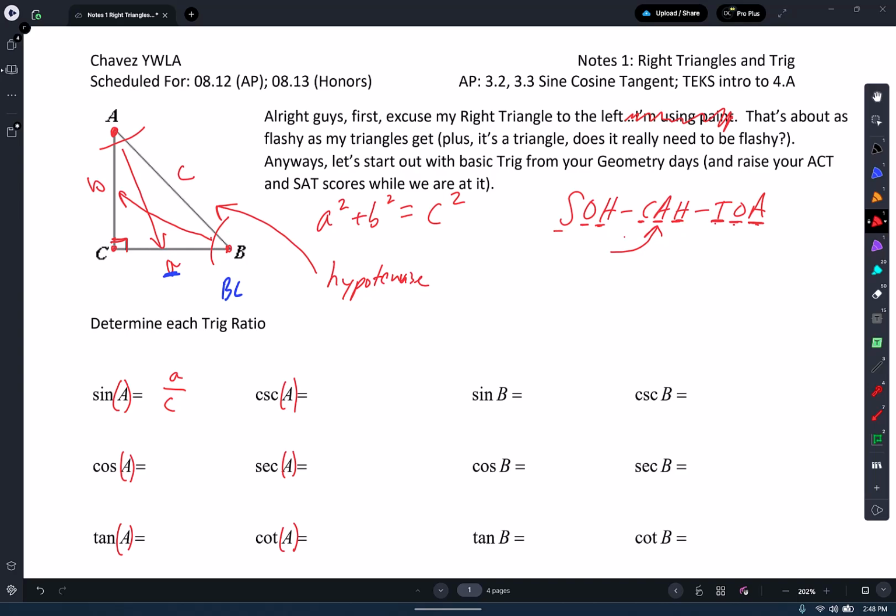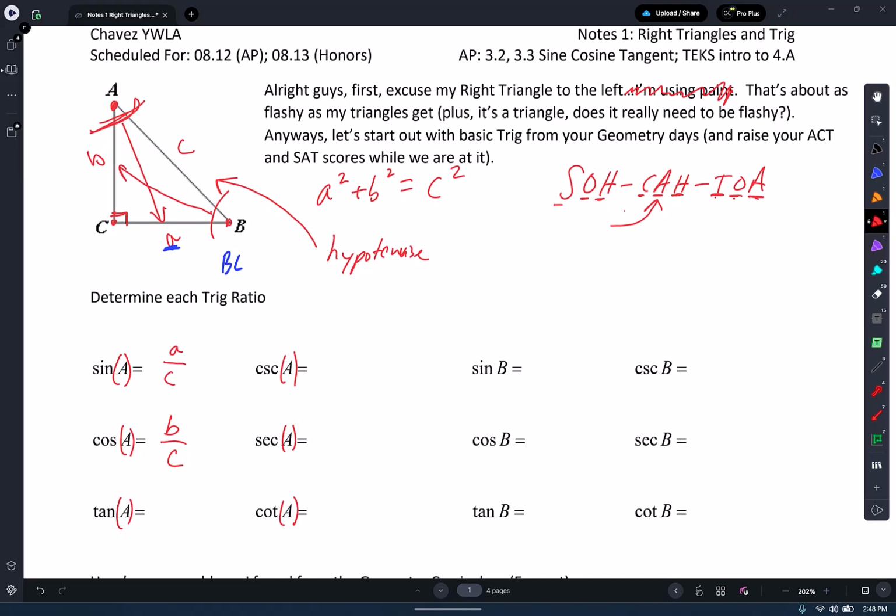Cosine of angle A. Cosine is adjacent over hypotenuse. Here's my angle A. What is adjacent to angle A? Little b over c, because that's my hypotenuse. All right, tangent of angle A. Tangent is what over what? What's opposite to angle A? Little a. What's adjacent to angle A? There you go. So little a over b. All right, cool or not cool?